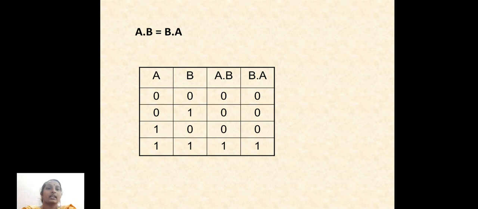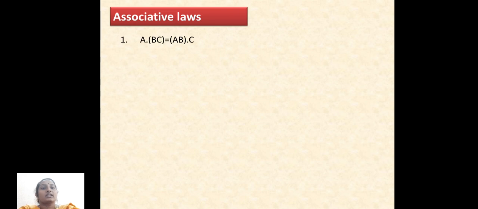a into b, the second commutative law, is equal to b into a. So this is the truth table to prove the second commutative law. Here also, a into b is equal to 0, and b into a is also 0. Why? Because if any of the inputs is 0, the output is 0. Three combinations of a into b have 0, so it is like that.